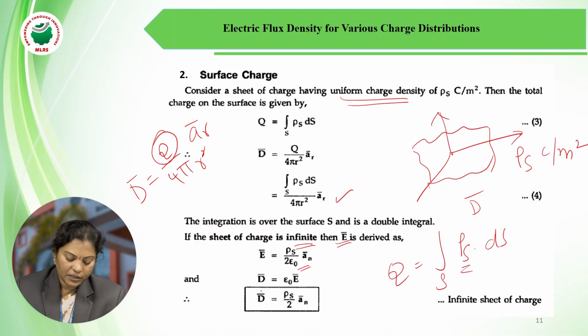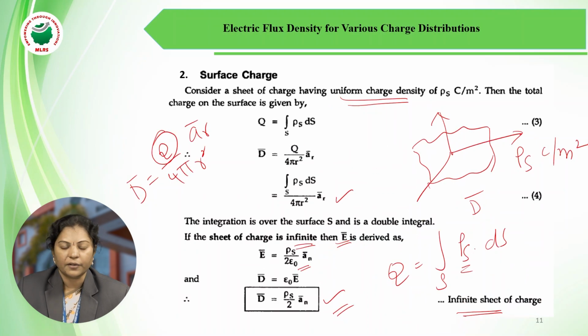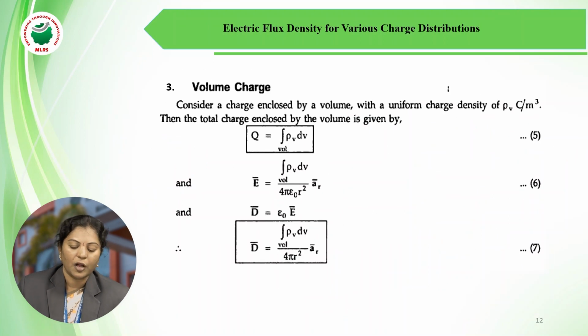So by replacing this in electric flux density, by taking the relationship between D and E, that is D equal to epsilon naught into E, from that we derived that D equal to rho s by 2 into AN. So this is for infinite sheet of charge. So first one is line charge, next one is surface charge, next volume charge.